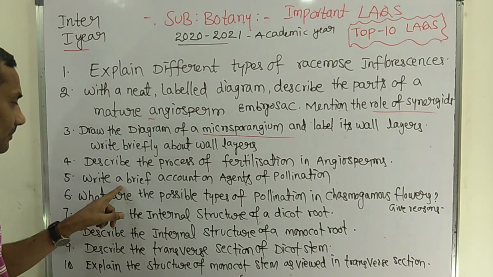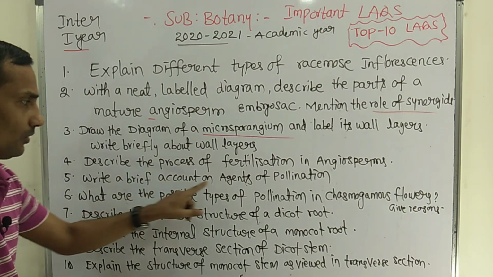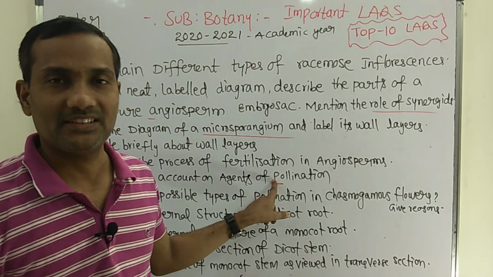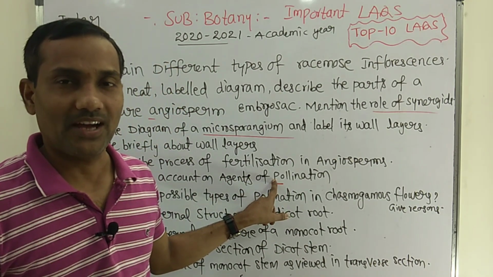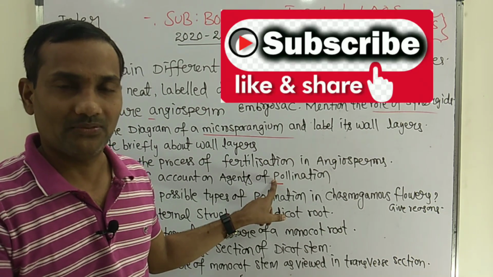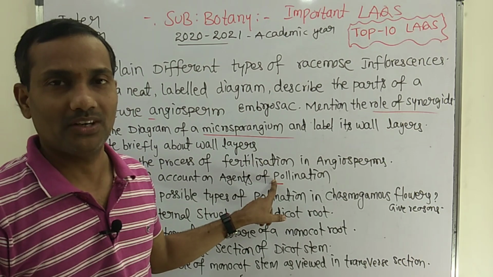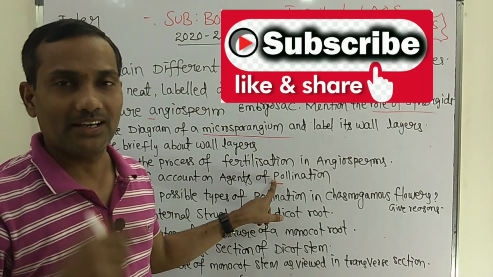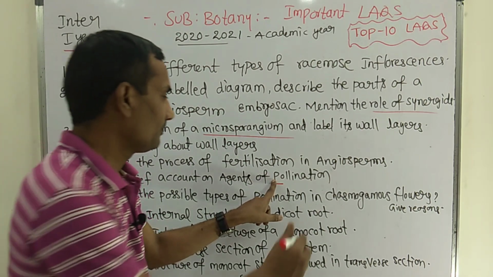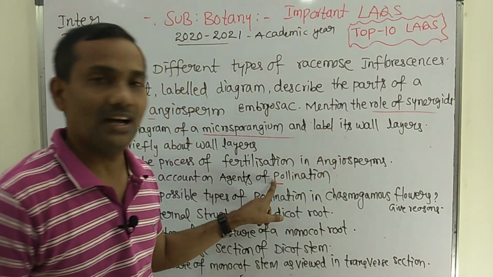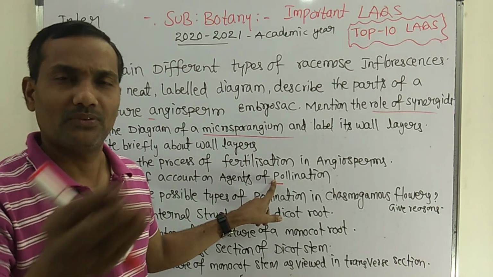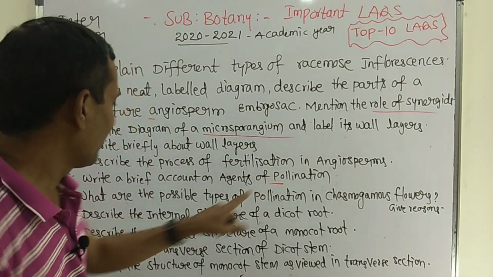Next, fifth question, write brief account on agents of pollination. Agents of pollination, so abiotic factors and biotic factors. There are 2 diagrams. For abiotic wind pollination, 1 diagram is there. Hydrophily, 1 diagram is there, Vallisneria. Compulsory you have to draw 2 diagrams if you write this answer. So for 2 diagrams 3 marks. For describing total answer 5 marks.